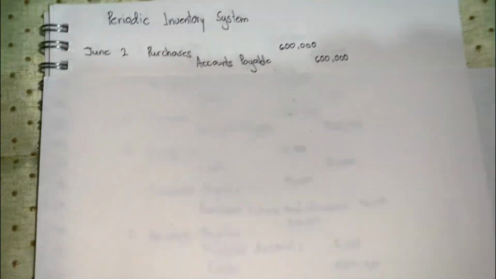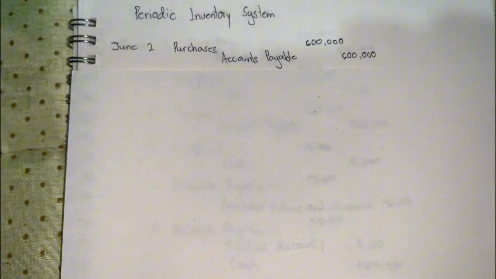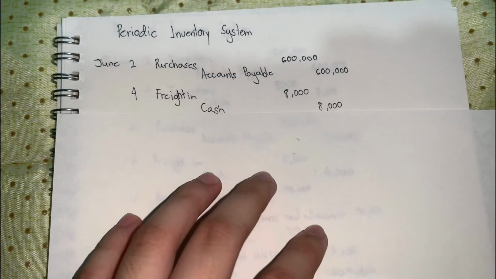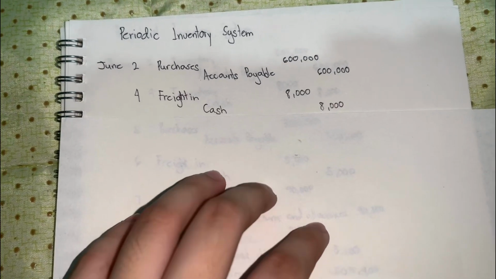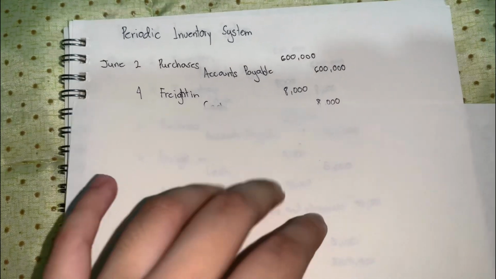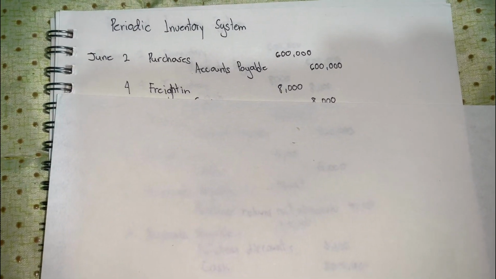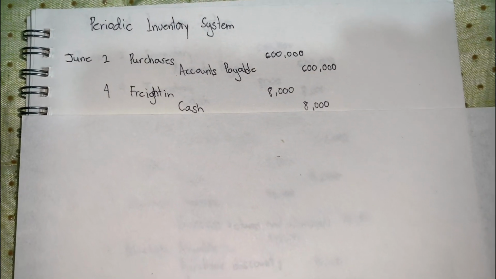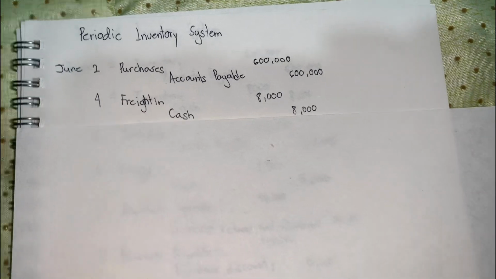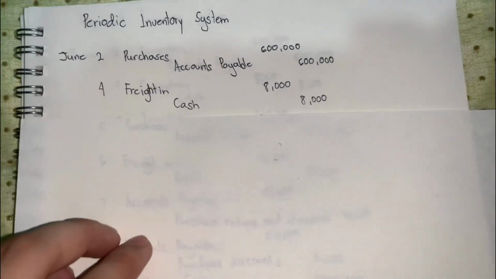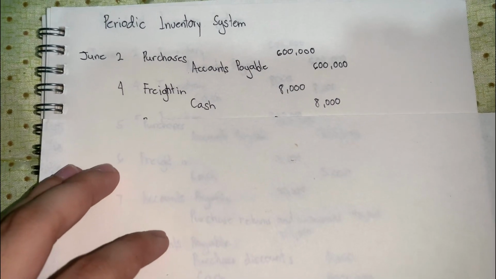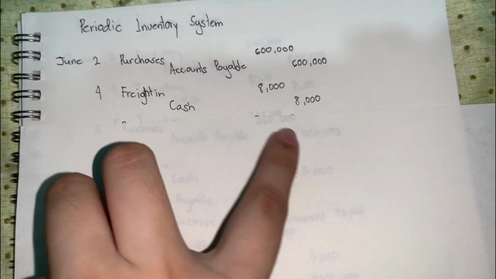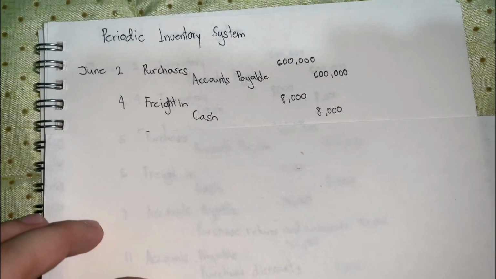The second entry is in June 4, we paid trucking firm 8,000 to ship the tires purchased on June 2. So our entry for that day is debit freight in 8,000 and credit cash. Why freight in? It's because freight in is recorded in a separate account called freight in, which is added to net purchases at the end of the period. So freight in is a transportation cost, and we paid naman the freight in, so we credit cash for 8,000. That is our entry for June 4.